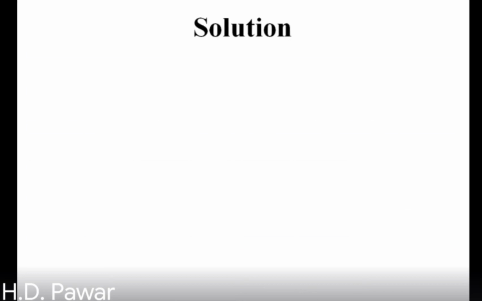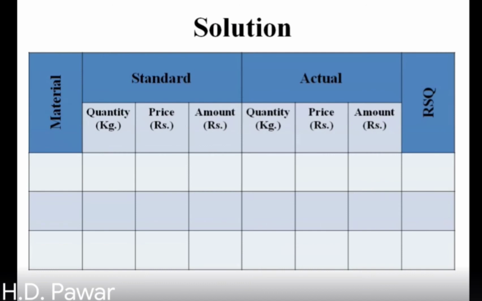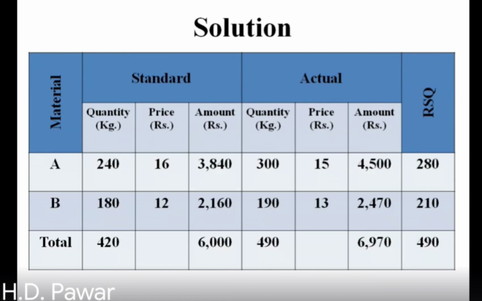Okay, so first of all, you need to prepare a blank table like this. Here RSQ is required, so I have prepared one more column, that is RSQ, revised standard quantity. Okay, the table is ready. So I directly put in all these things. Actual quantity 300, 15 and 4500, and 190, 13 and 2470. It is given.